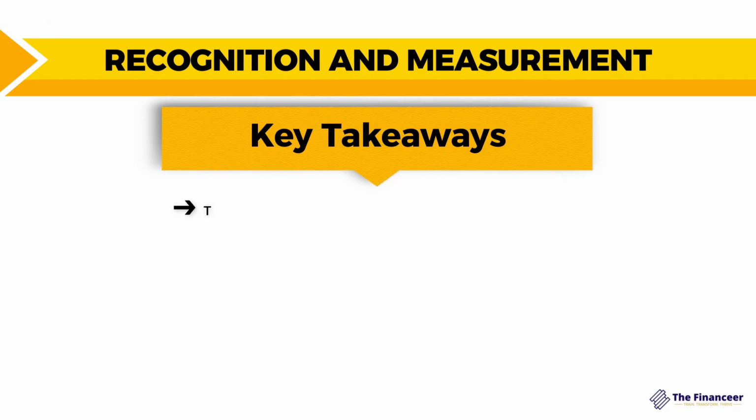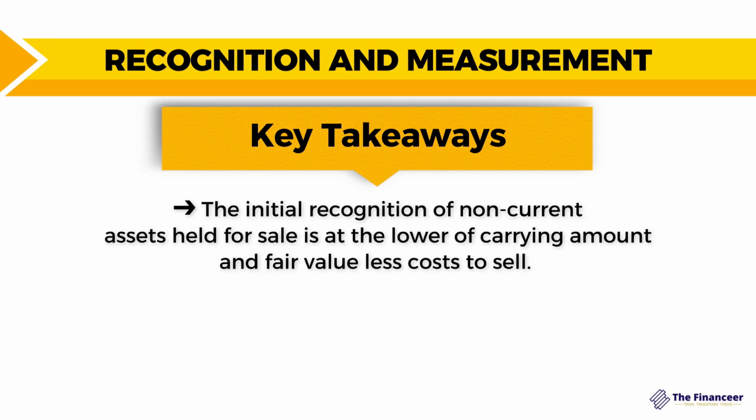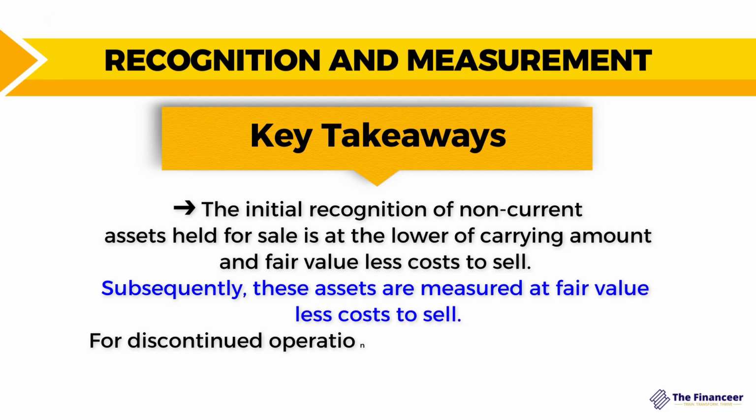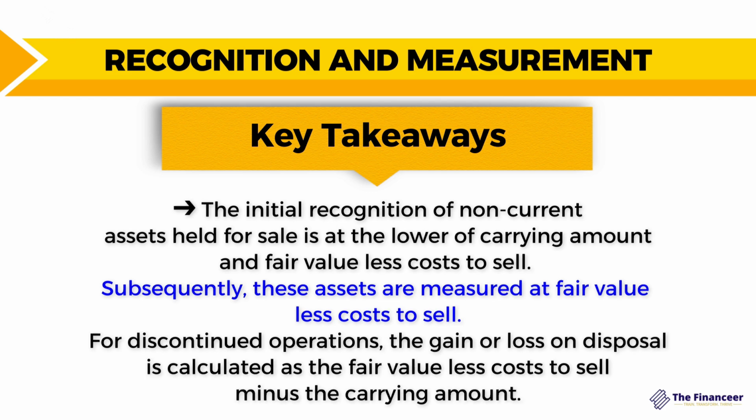Let's summarize. The initial recognition of the non-current assets being held for sale is at the lower of carrying amount and the fair value less cost to sell. Subsequently, these assets are measured at the fair value less cost to sell. And for the discontinued operations, the gain or loss on the disposal is calculated as the fair value less cost to sell minus the carrying amount. And it must be reported as a separate line in the statement of profit or loss.